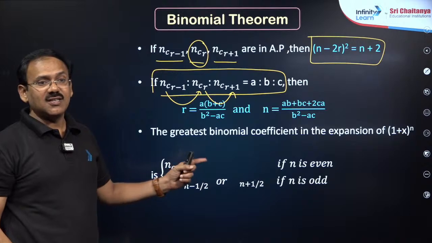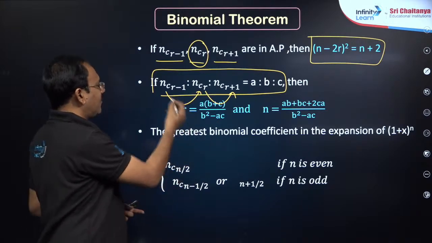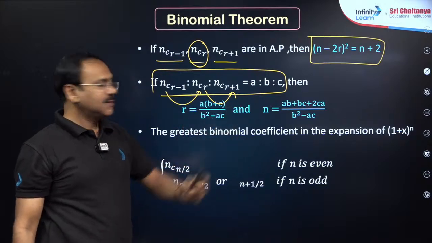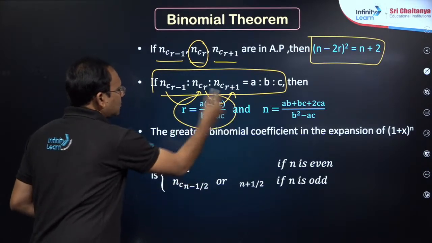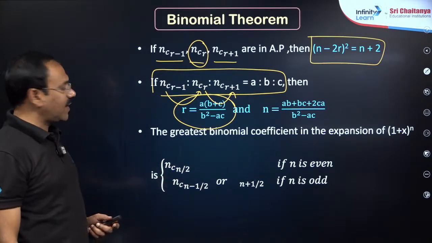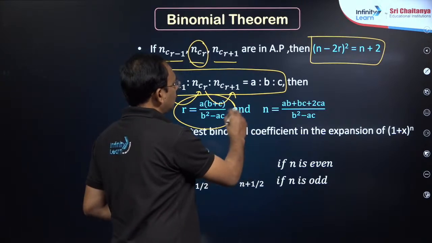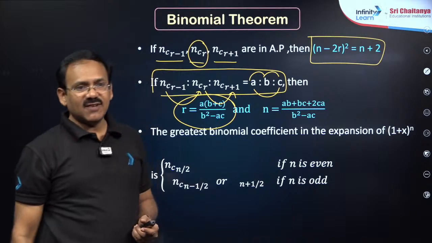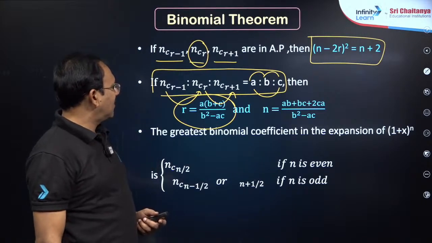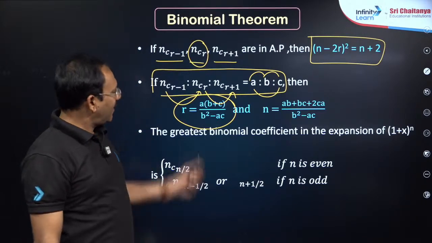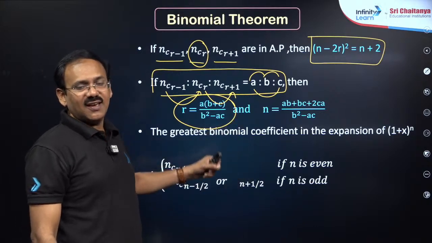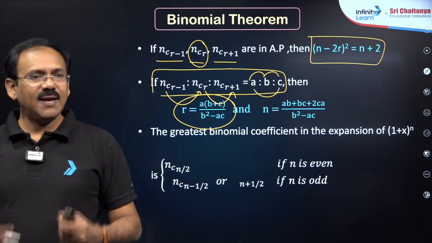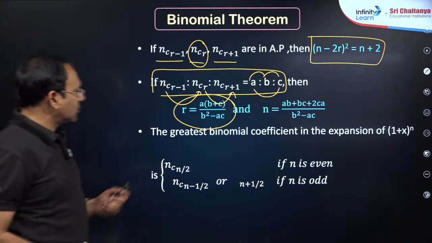Rather, there is a shortcut here with me. So directly, my dear friends, if the ratio of three consecutive binomial coefficients is a is to b is to c, r is equal to a(b+c)/(b^2-ac), and n is equal to (ab+bc+2ca)/(b^2-ac). Is it like a heart symbol, my dear friends? (ab+bc+2ca)/(b^2-ac). Isn't it, dear students? Keep charting, right? So that is the thing.